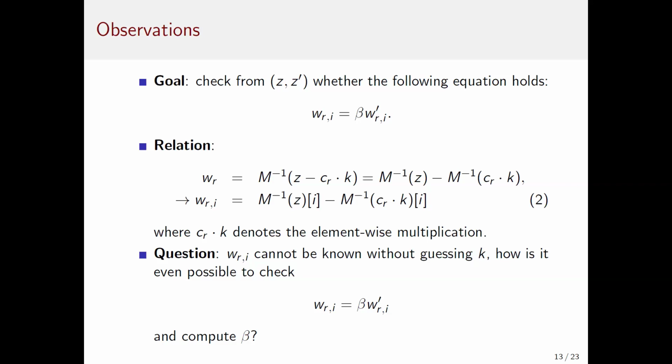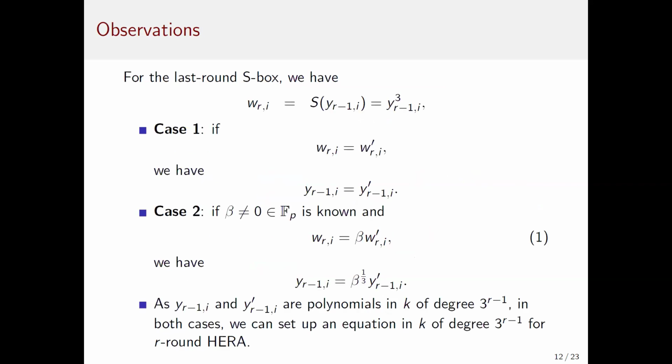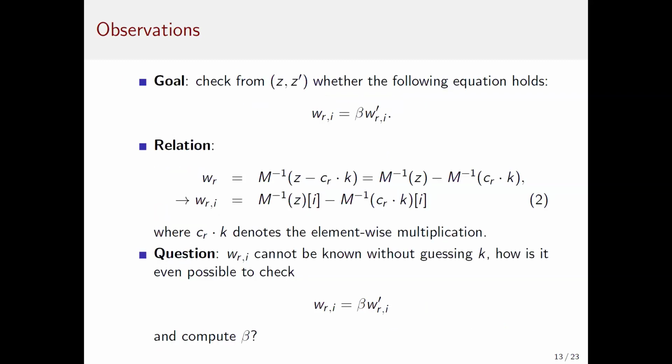But note that our goal is to observe this relation, and it is related to the key. If we do not guess the key, we don't know this value. Then how is it possible to check this relation and get the concrete value of beta?